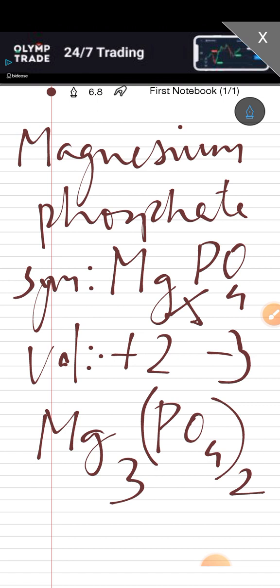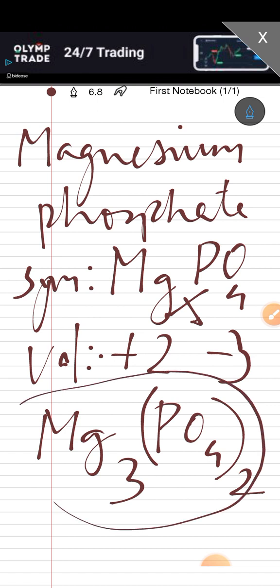Because there is more than one phosphate group, whenever there's more than one polyatomic ion, we write it in brackets, and Mg gets a 3 because we are crisscrossing the valency charges. So Mg3(PO4)2 is the chemical formula of magnesium phosphate. Like this, you have to know the symbols thoroughly and also know the valency. With these two, you can write any kind of formula.